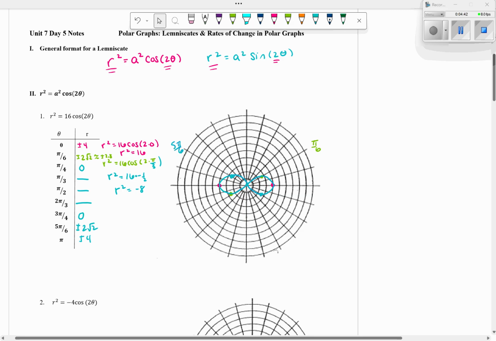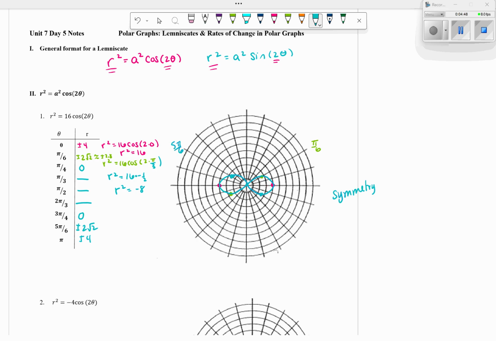We have symmetry with respect to the pole. And then we have symmetry with respect to the line theta equals pi over 2, right? And we also have polar axis symmetry. So it has all three types of symmetry. So the pole, theta equals pi over 2, so that would be this line right here is pi over 2. The pole is like the origin, and the polar axis, of course, is this axis right here.